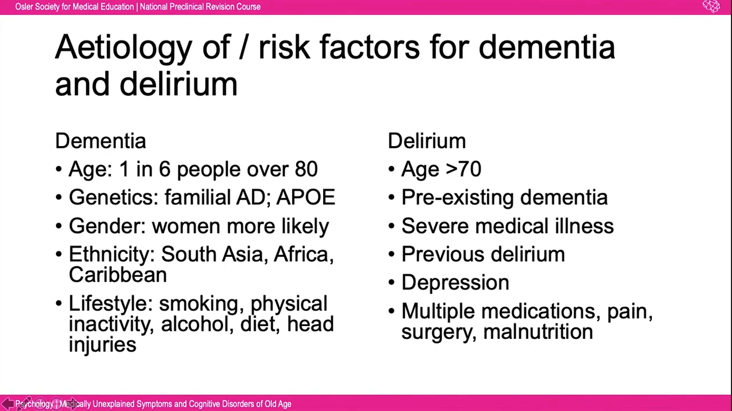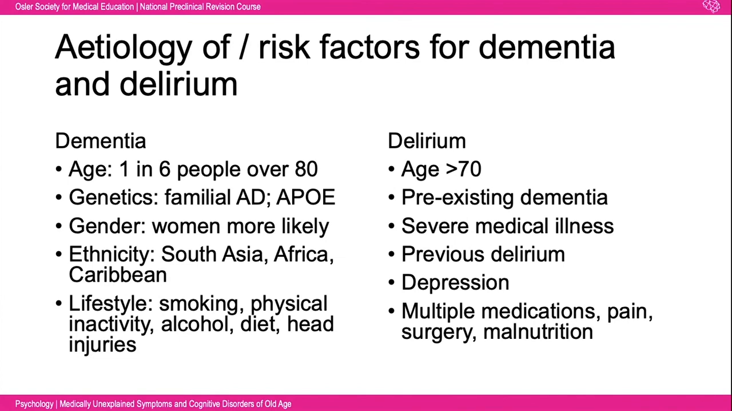So what causes dementia? So age is a big risk factor. Dementia affects 1 in 6 people over 80. Genetics also play a role. There are familial patterns seen in Alzheimer's disease and genetic types of frontotemporal dementia. And certain variants of ApoE are associated with dementia. Women are more likely to develop Alzheimer's than men, which could be linked to a lack of estrogen after the menopause. Ethnicity may play a role, with some evidence that people from South Asia, Africa, and the Caribbean develop dementia more often than white Europeans.